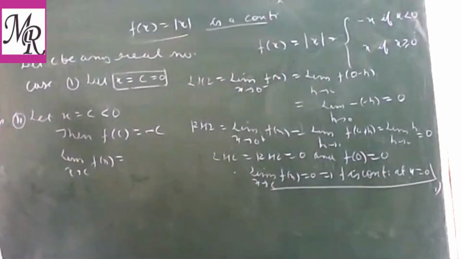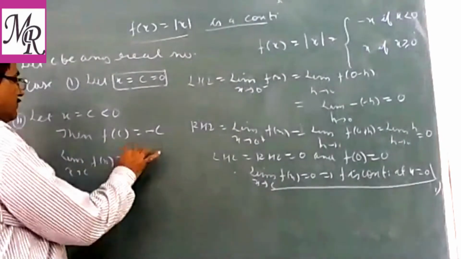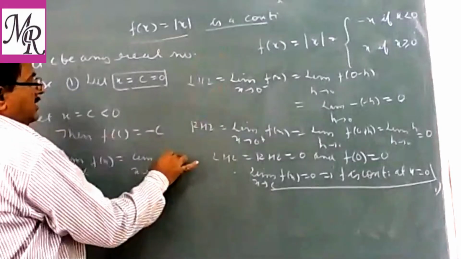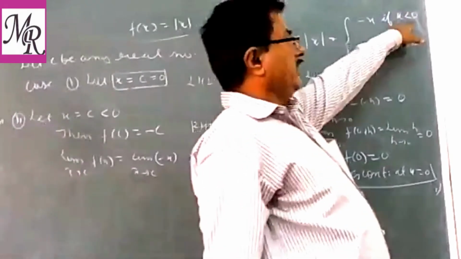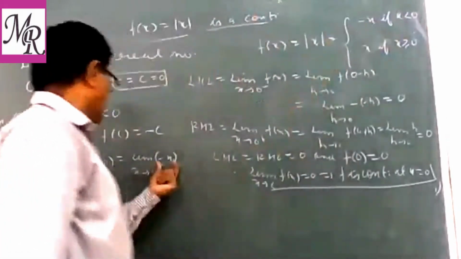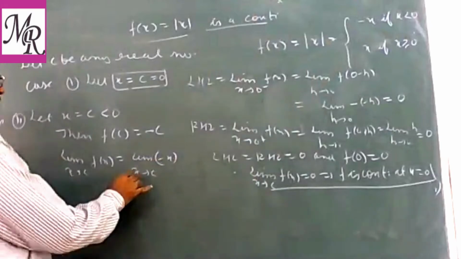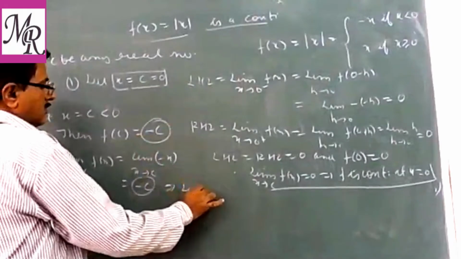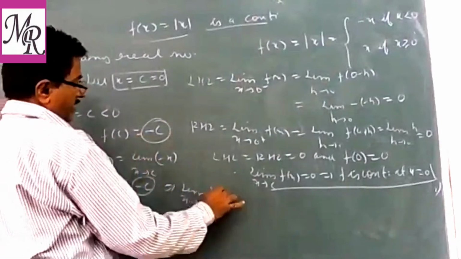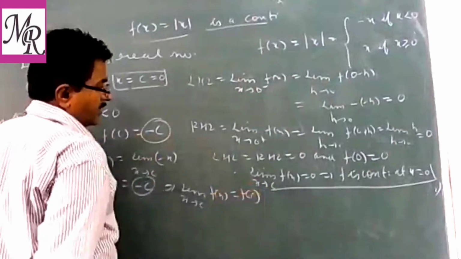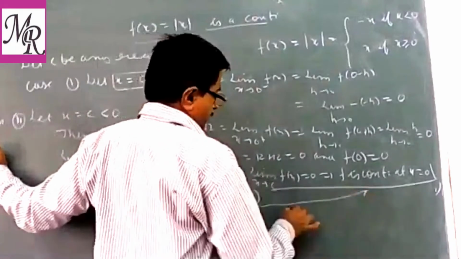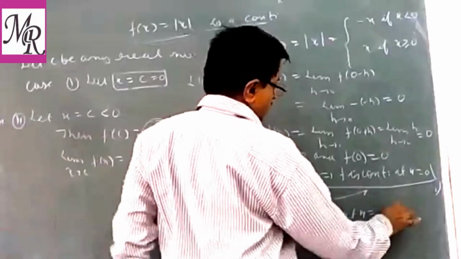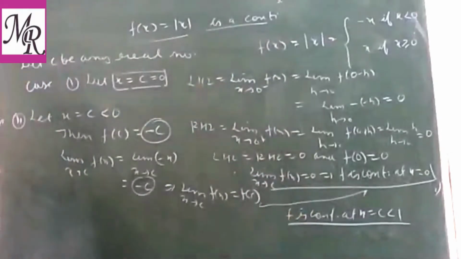So the value of the limit will be limit x tends to c, where c is less than 0. So f(x) equal to minus x. हमारा पॉइंट है 0 से छोटा, then we take minus x as the value of the function. So now put c, so minus c. So both are again equal. That is, limit x tends to c f(x) equal to the value of the function. So here again you write f is continuous at x equal to c, where c is less than 0.